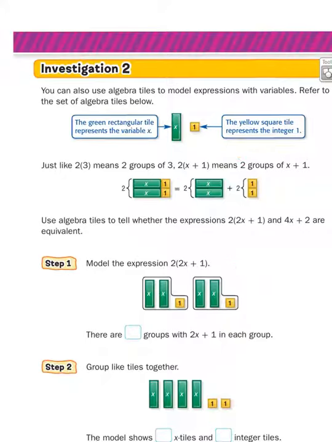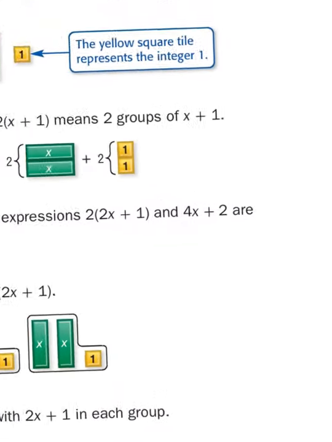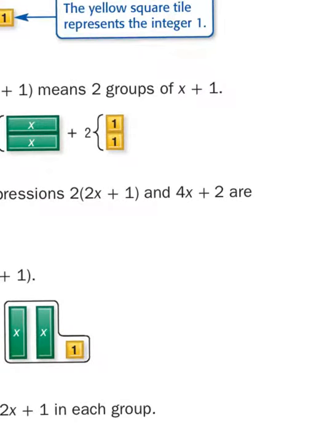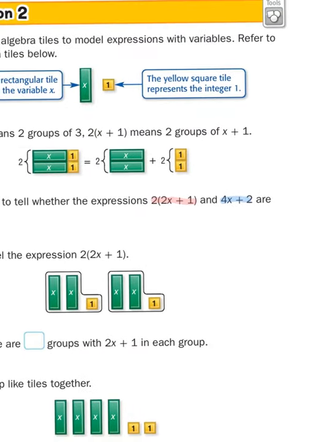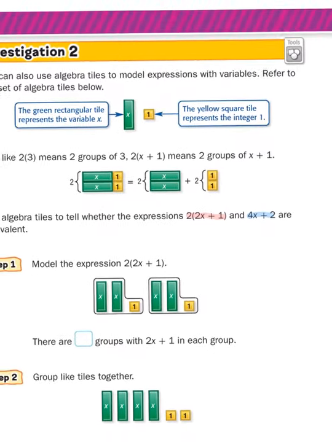Now, it says use algebra tiles to tell whether the expressions 2 times 2x plus 1 and 4x plus 2 are equivalent. Well, let's take a look at them first. Because when you look at them, they don't look too much alike. For example, this says 2 times 2x plus 1. This one says 4x plus 2. There are different numbers. There are no parentheses in the one. They don't look anything alike. But watch how algebra tiles work.